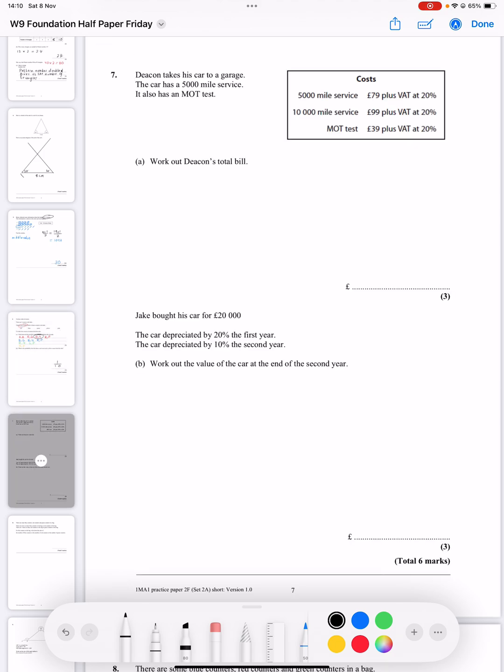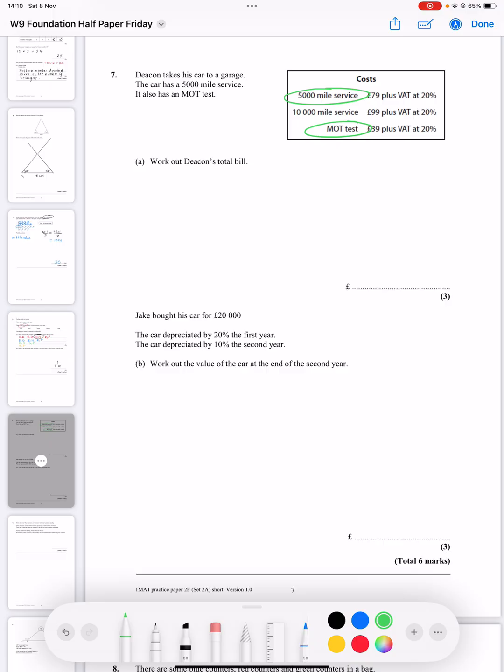Question 7, Deacon takes his car to a garage. The car has 5,000 mile service and it also has an MOT test. Work out Deacon's total bill. So in the table, I can see that we need to do a 5,000 mile service and an MOT test. So I need to find £79 plus VAT at 20%.